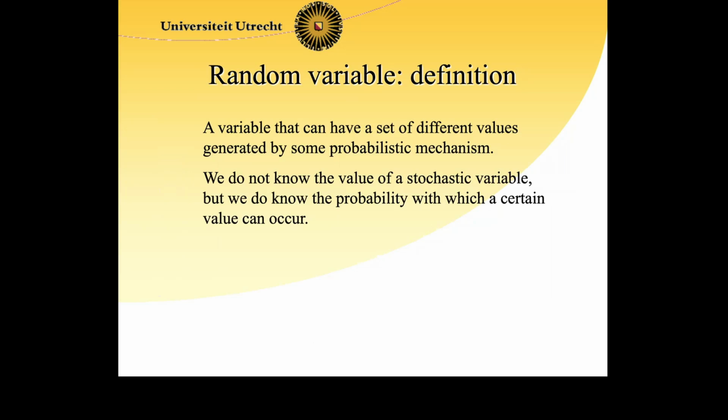To put it in more official language, a random variable is a variable that can have any set of different values generated by some probabilistic mechanism. In our case, the archer that is a little bit shaky. Before the arrow flies, we do not know the value of the stochastic variable, but we do know, based on experience or reasoning or any other way of deriving it, the probability that a certain value can occur. So that's the definition of a random variable.